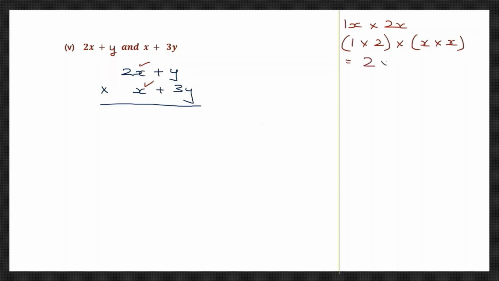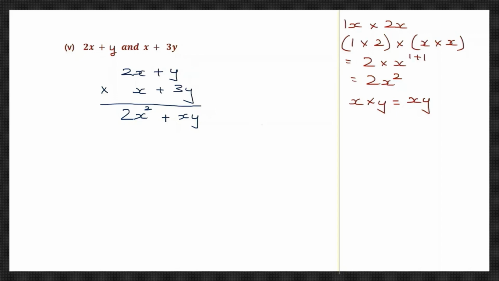2 2s are 4... x into x to the power of 1 plus 1, which is 2x to the power of 2. So let's write that down. We have 2x square. So now we finished with x into 2x. We'll do x into y. So x into y is simply xy. So let's write that down, plus xy.